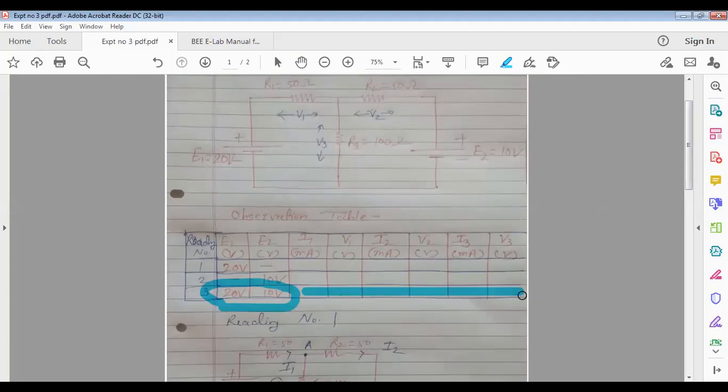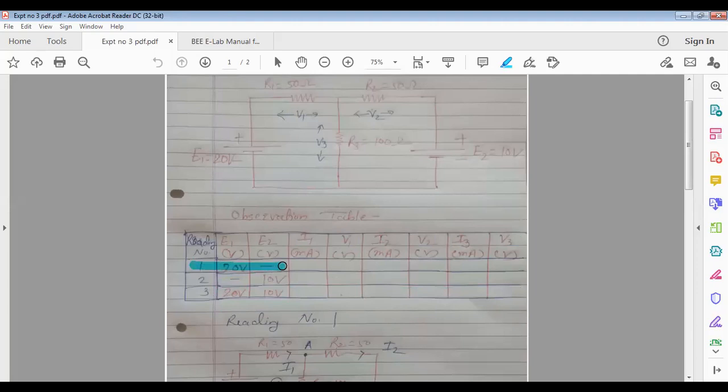It's the current flowing through and voltage across R1. I2, V2 are for R2. And I3, V3 for R3. Can you write down these 6 values? Okay. Now observe the first reading.